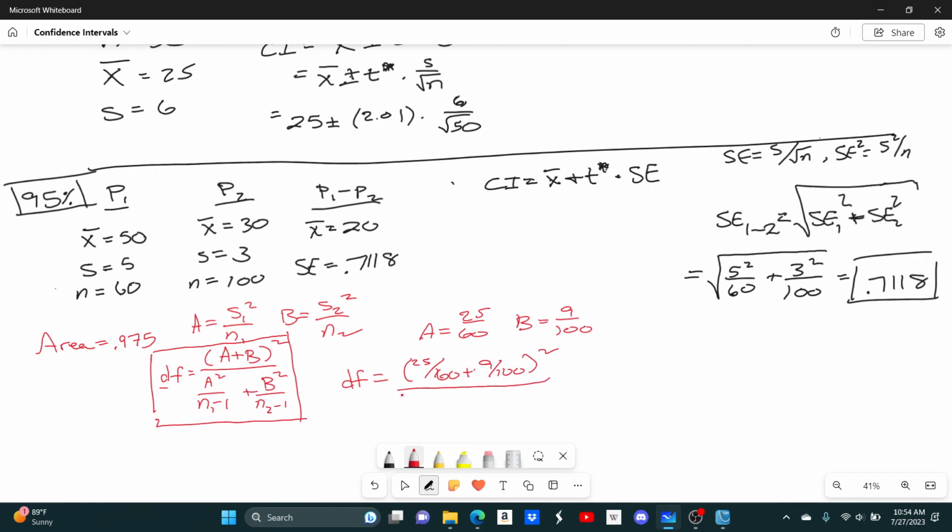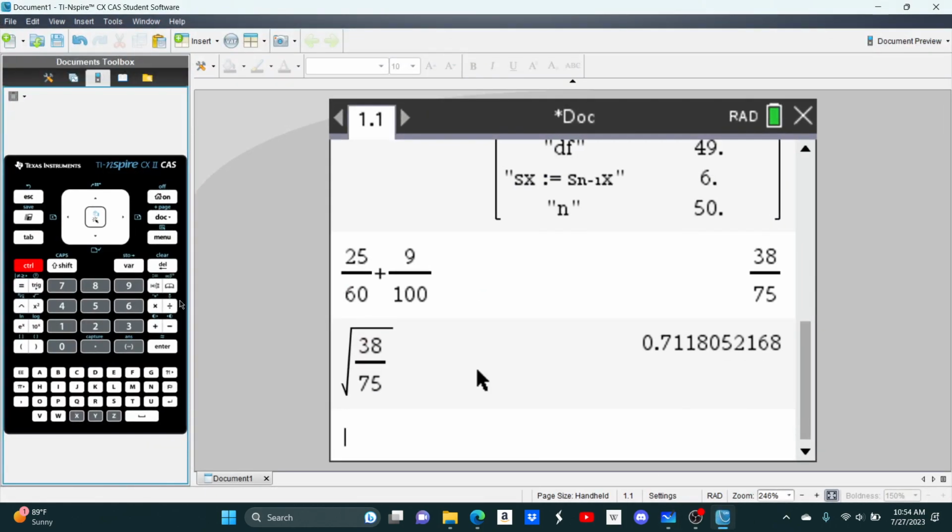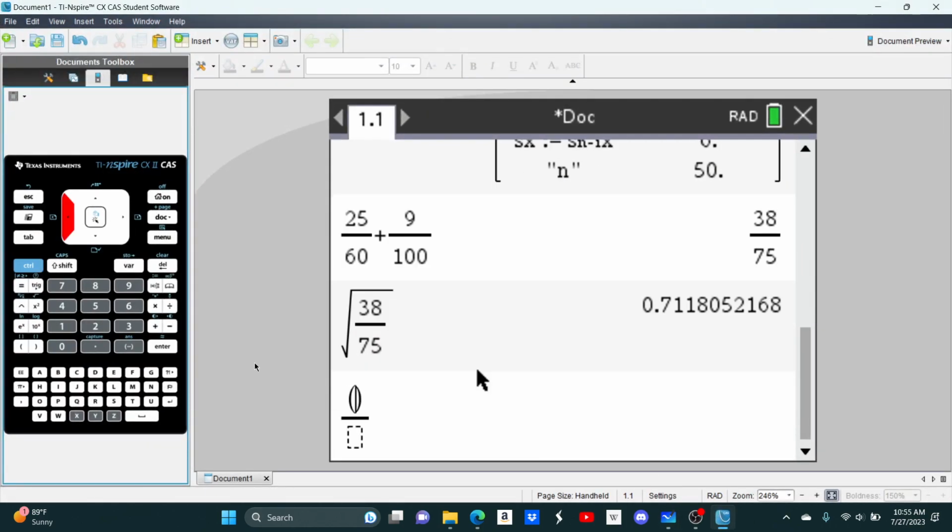(25/60)² over n1 minus 1, which is 59, plus (9/100)² over 100 minus 1, which is 99, all divided by 99. So it's a pretty long formula. Let's figure out what this is actually equal to. Hopefully you're following along with your calculator.